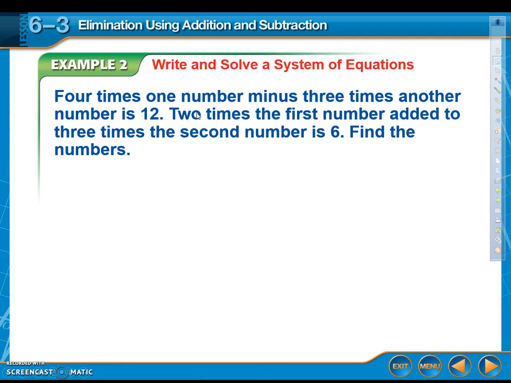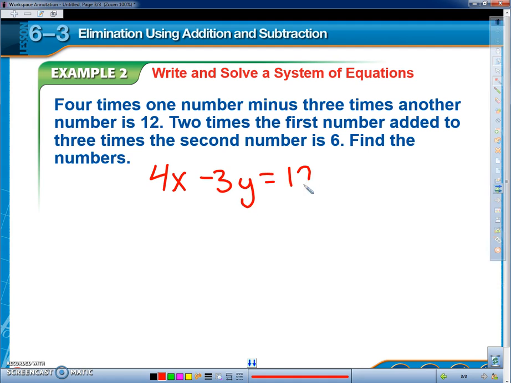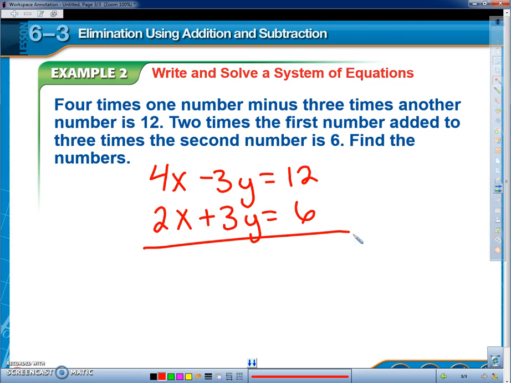All right, so 4 times one number minus 3 times another number is 12. This is good practice right here just for how to write this. 4 times one number, I'm going to say 4x, minus 3 times another number, minus 3y, is 12. 2 times the first number, 2x, added to 3 times the second number is 6. Find the numbers. Okay, go ahead and work that out.